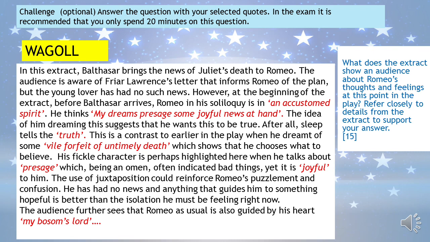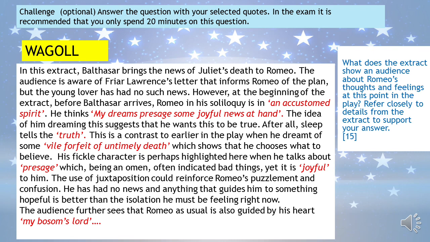His fickle character is perhaps highlighted here when he talks about presage, which, being an omen, often indicated bad things, yet it is joyful to him. The use of juxtaposition could reinforce Romeo's puzzlement and confusion. He has had no news, and anything that guides him to something hopeful is better than the isolation he must be feeling right now. The audience further sees that Romeo, as usual, is also guided by his heart, "my bosom's lord," and then I would take it a little bit further.